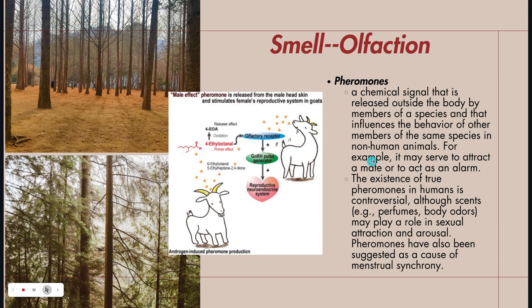Okay. There is some debate about pheromones in humans, although there is some evidence to show other scents like perfumes or body odors may play a role in sexual attraction and arousal. Pheromones have also been suggested as a cause of menstrual synchrony. If you've ever heard of women being on their periods at the same time, it's possibly because of pheromones.